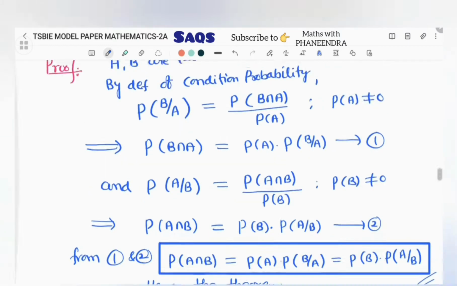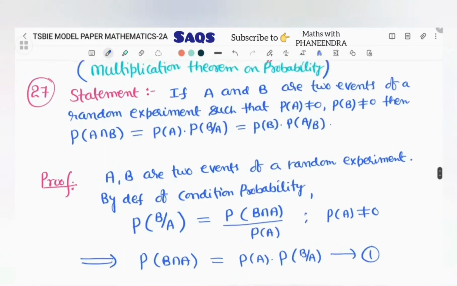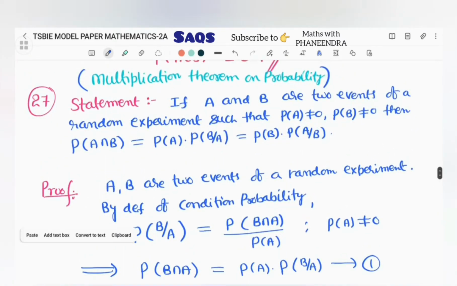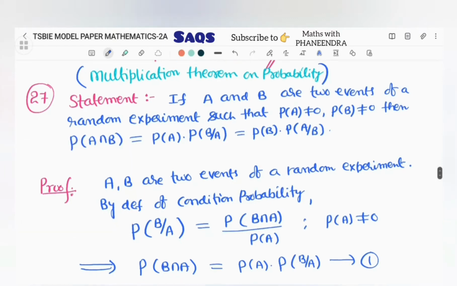Yeah, this is the way we can do that, the multiplication or multiplicative theorem on probability, dear students. I hope you people understand.